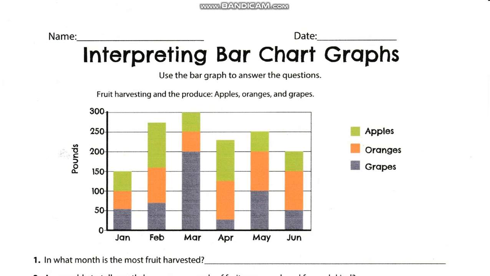So there's one question here. In what month is the most fruit harvested? Well, I can look at this chart and tell the largest bar, the tallest bar, goes all the way to 300 pounds, and that appears to be more than any other bar graph here. So I can determine that the month of March has the most fruit harvested. What do you say?